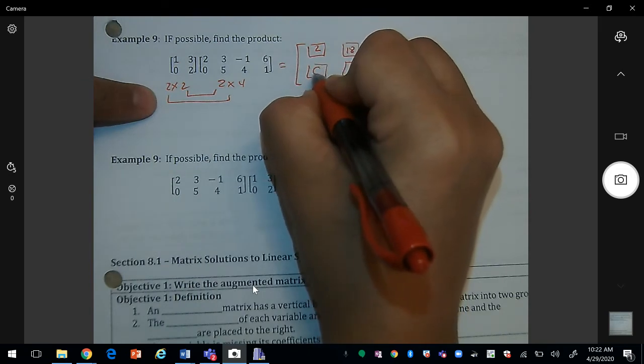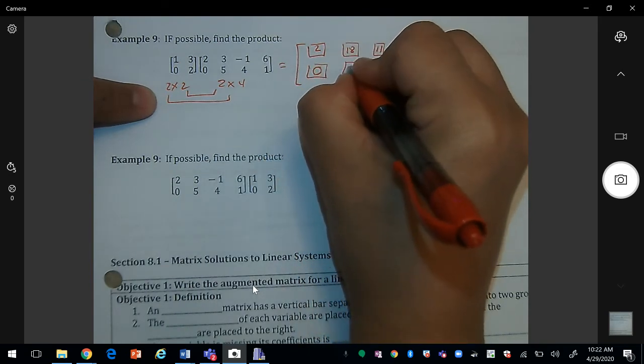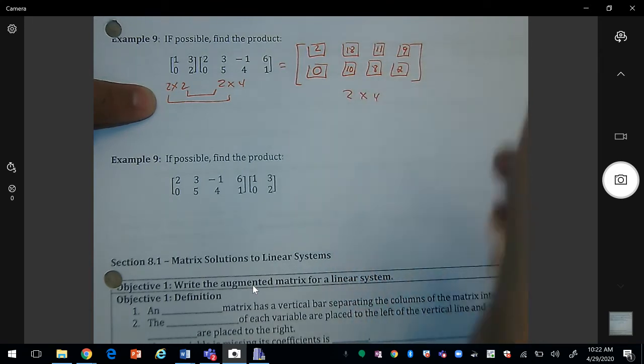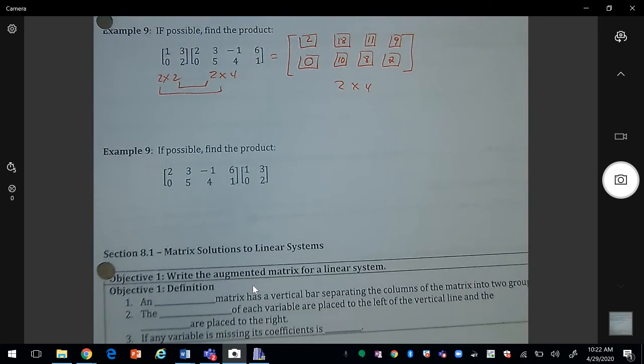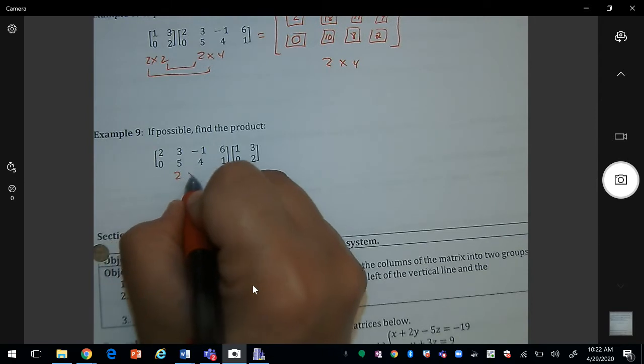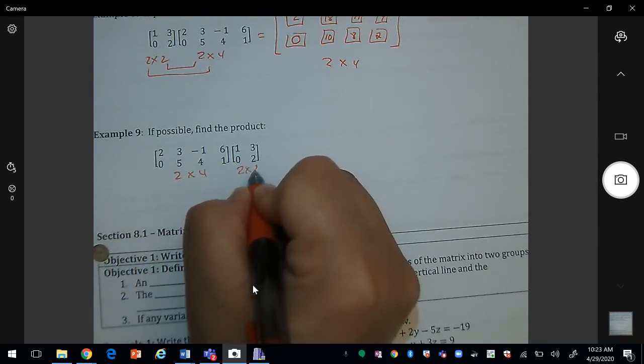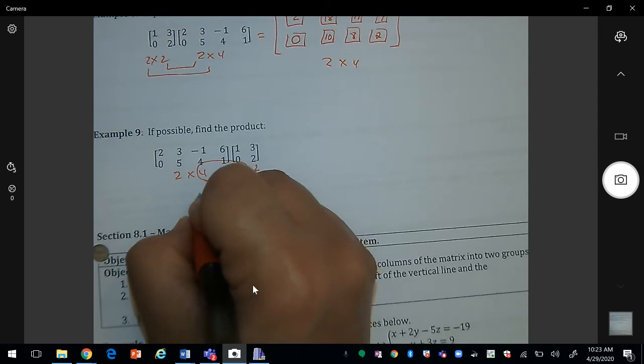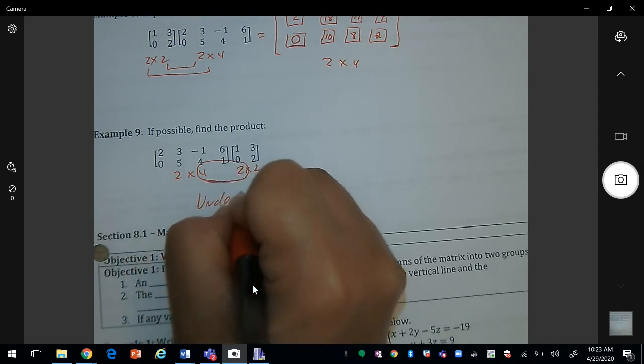And go ahead and try the rest. These are the numbers you should get: 0, 10, 8, and 2. Okay. The last example, we have 2 by 4 and 2 by 2. Notice that the first inside numbers here are not the same. So we write undefined because we cannot multiply.